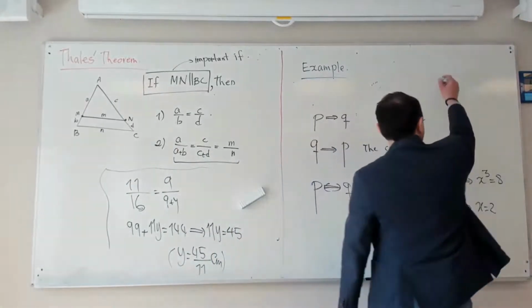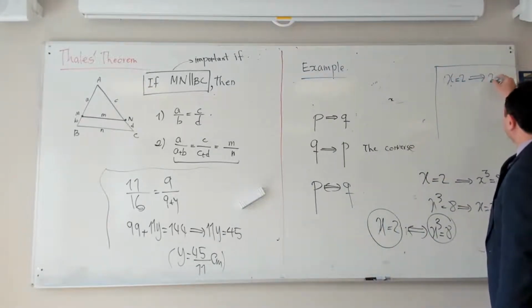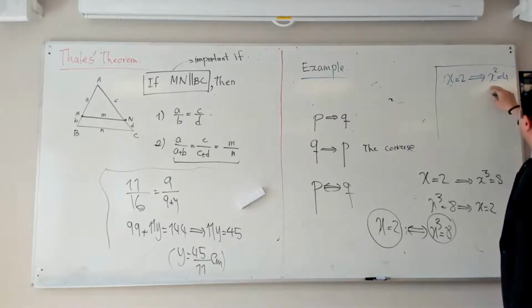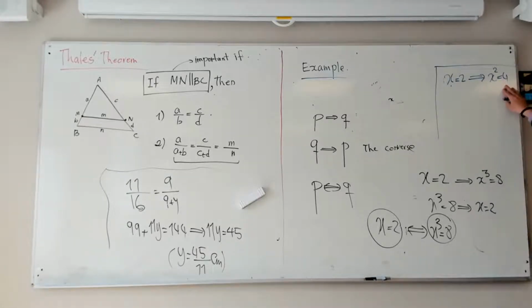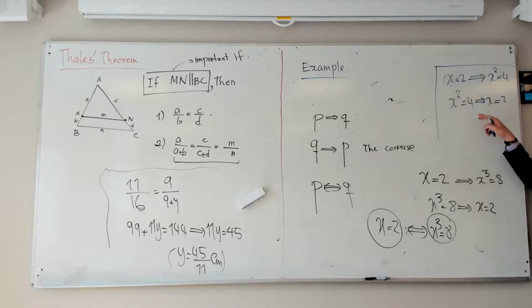But let me change this slightly. X is equal to 2 implies x to the power of 2 is 4. Do you agree that this is true as well? Yes, that is true. But the converse is not true, because if x squared is 4, there is no guarantee that x is 2. It might be x is equal to minus 2. So even though this statement was true, its converse is not true.